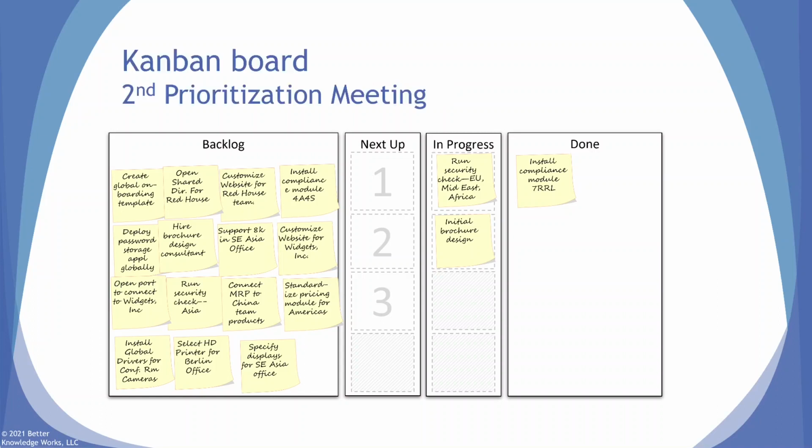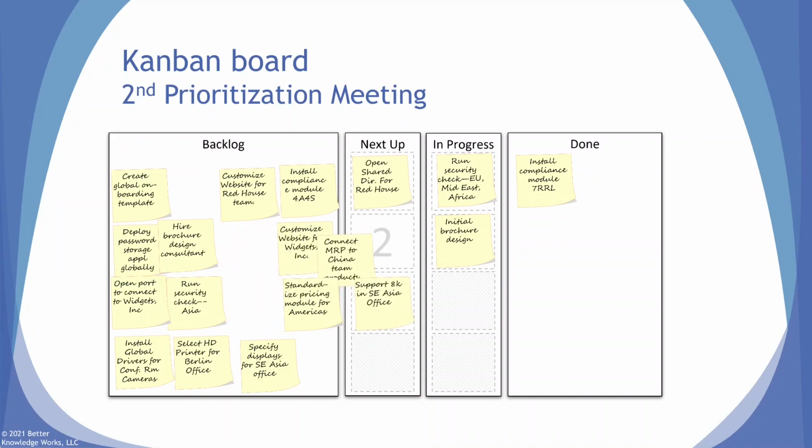All right. So now at our second prioritization meeting, the committee selects 3 new tasks. 1, open a shared directory for Red House. 2, support 8K for Southeast Asia office. And 3, connect MRP to the China team products. Notice how support 8K in Southeast Asia came straight from the backlog into next up, and it passed tasks that have been sitting in backlog longer.